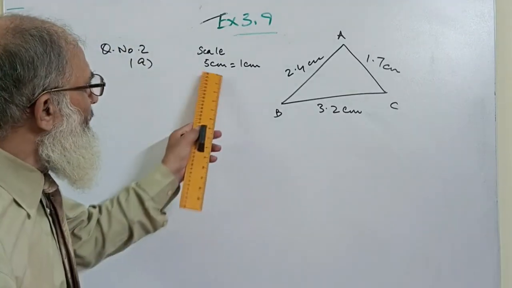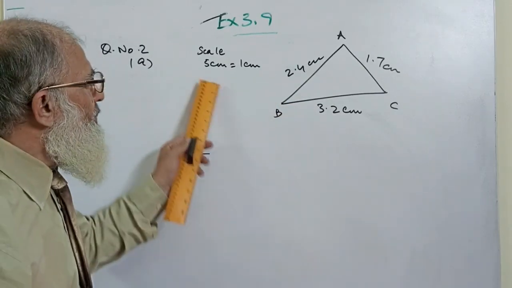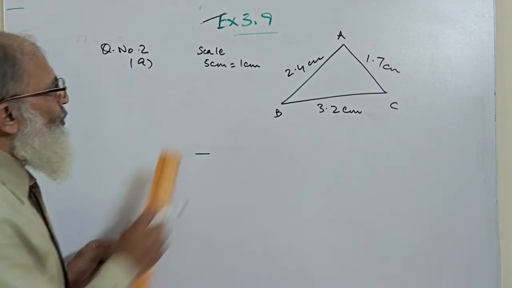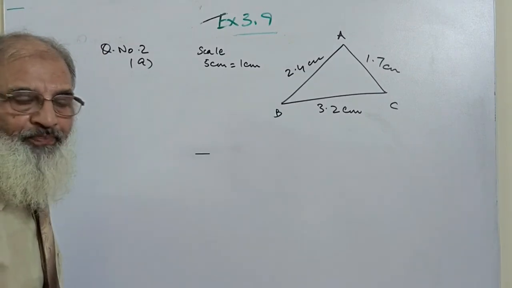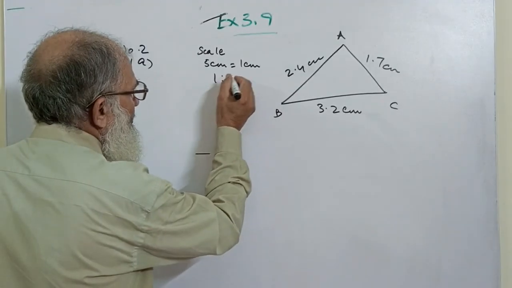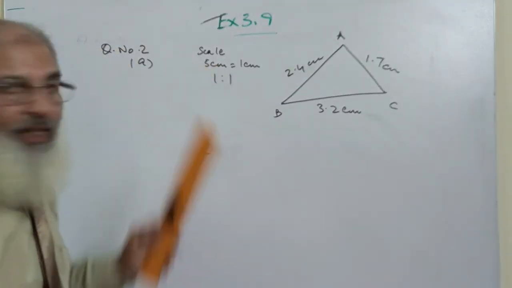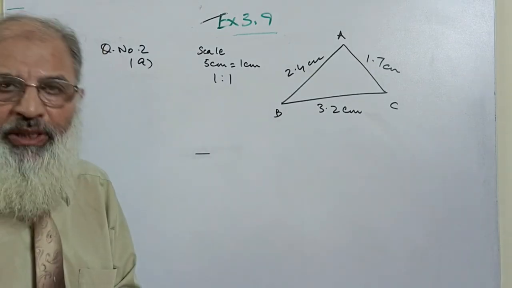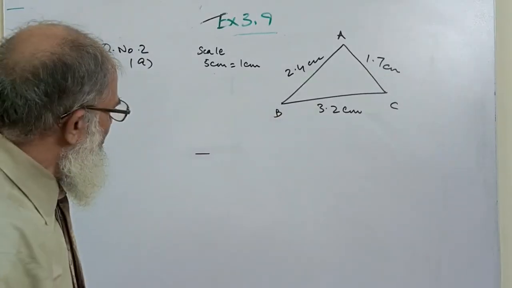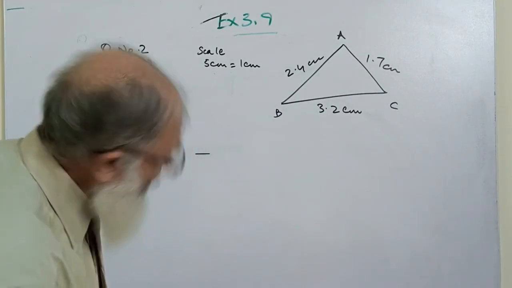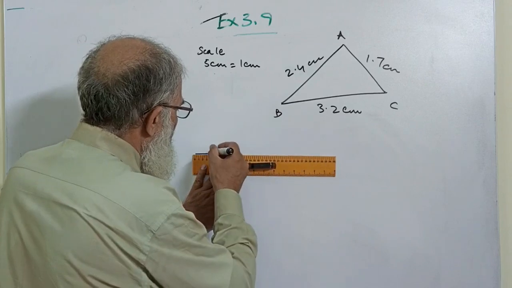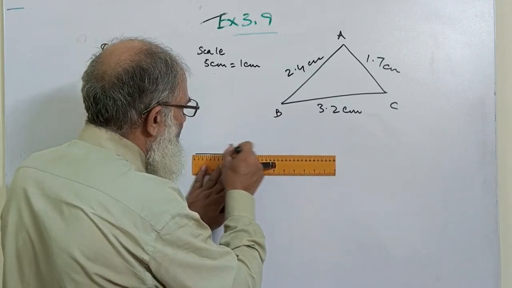The 5 centimeter you see on the whiteboard will be equal to 1 centimeter, just like you see the scale in the maps. So 5 centimeter is equal to 1 centimeter. But in your notebook, you write it like this: scale 1 is to 1. That means 1 centimeter is equal to 1 centimeter. Okay. Now, since I have written a scale over here to let you understand, my scale is 5 times bigger than this. Now it will be like this.